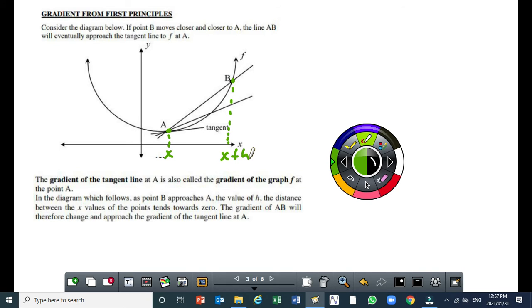So as the value of h, which is the distance between the two x values at point A and point B, gets closer and closer to 0, the gradient of the function between point A and point B will become equivalent to the gradient of the tangent at point A. Okay? Now what that means is that if you want to calculate the gradient between point A and point B of that function, you can just calculate the gradient of the tangent, and the two will become equal.